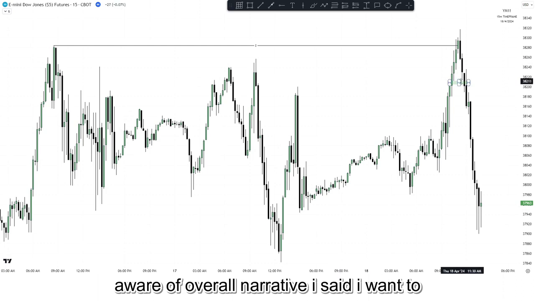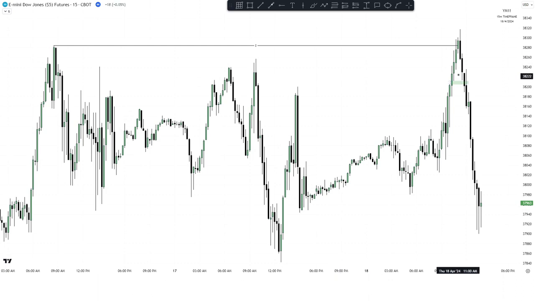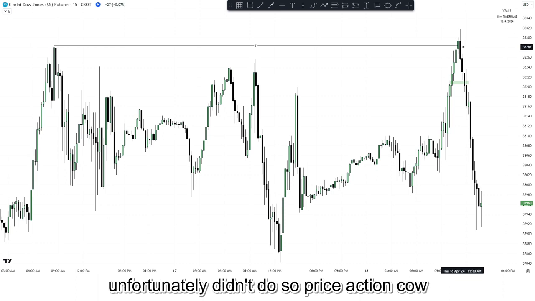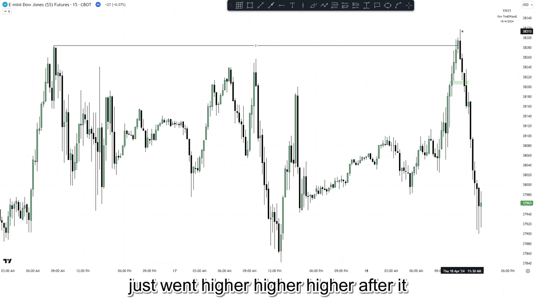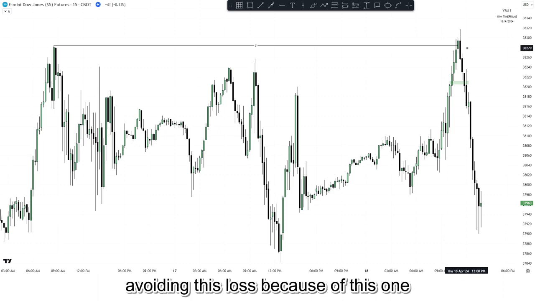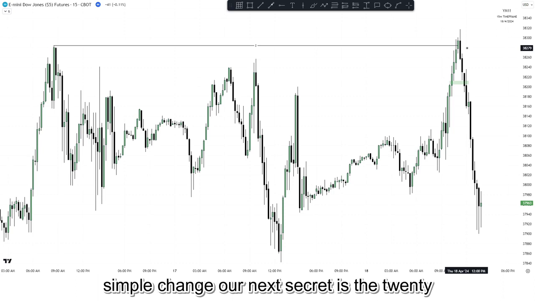I said I want to see price action tap into this fair value gap before taking out that liquidity pool. It unfortunately didn't do so. Price action kind of just went higher, higher, higher. After it took out a lot of liquidity, I said I was done for the day and I walked away, completely avoiding this loss because of this one simple change.